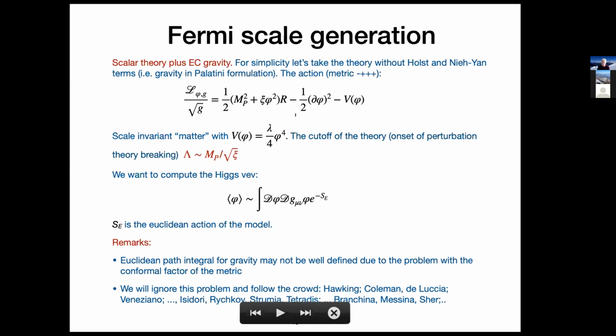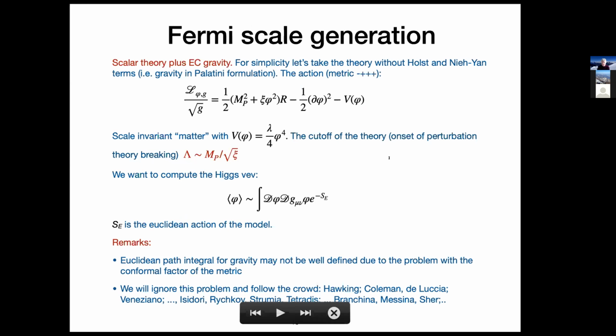So this is again the Lagrangian of the simplest theory. Just a remark that the cutoff of the theory, the onset of perturbation theory breaking, is situated at M Planck divided by square root of ψ. At these energies, scattering of different particles can no longer be computed in perturbation theory. So what we want to do is take this theory and compute the VEV of the Higgs field, and everything in this theory is dynamical: the metric, the scalar field.